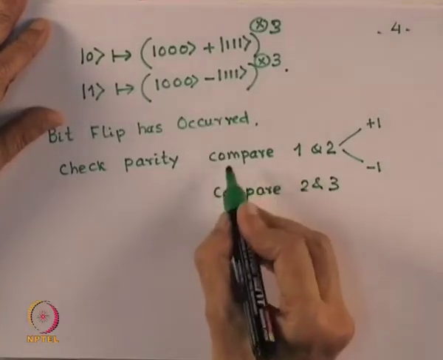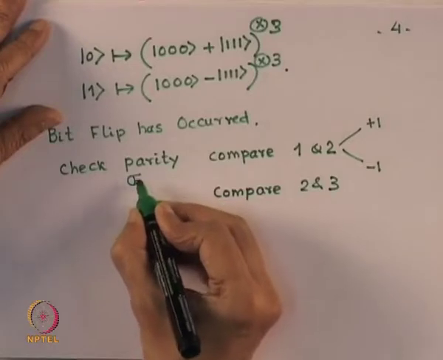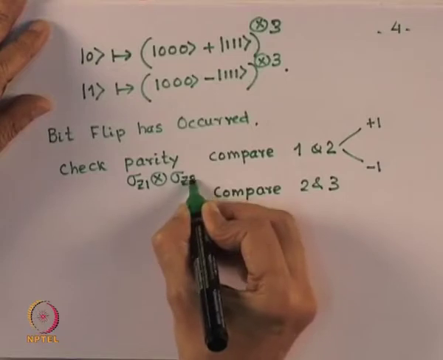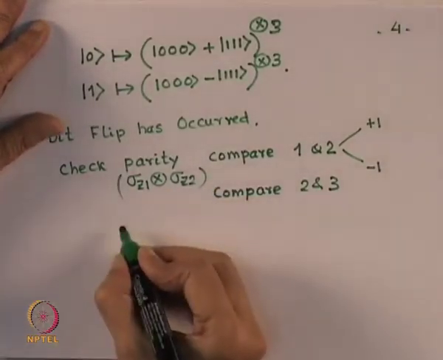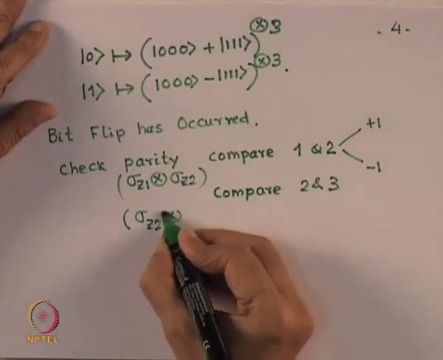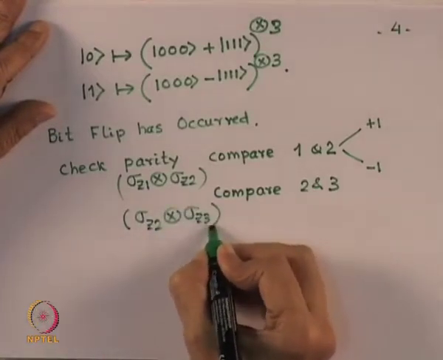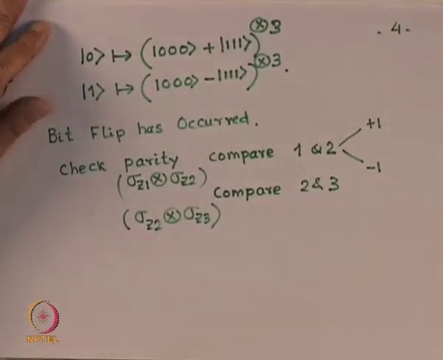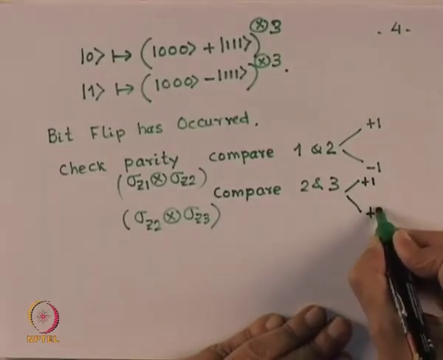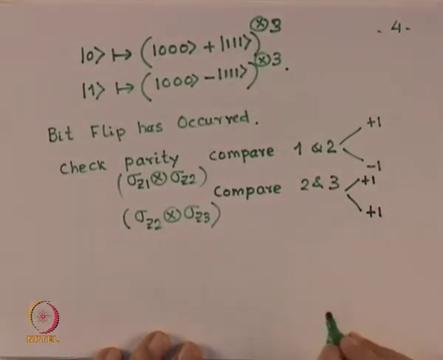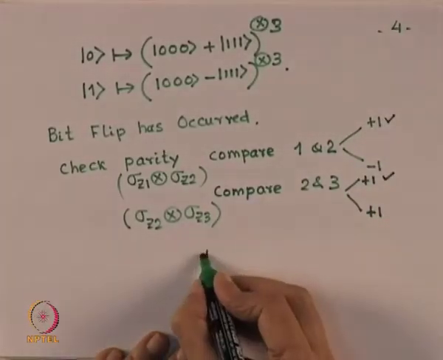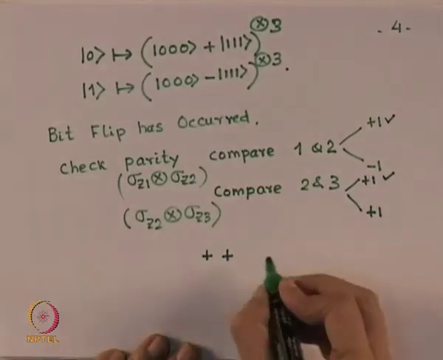Now, this is very trivially done, comparing 1 and 2 by finding out what is sigma z1, sigma z2. And similarly, if I want to measure 2 and 3, I just do sigma z2, sigma z3 measurement. Now, here again, I can get a +1 or I can get a -1. Now, notice what are my possibilities. So, the possibilities are, I get a +1 here and a +1 there, which means no error has occurred.